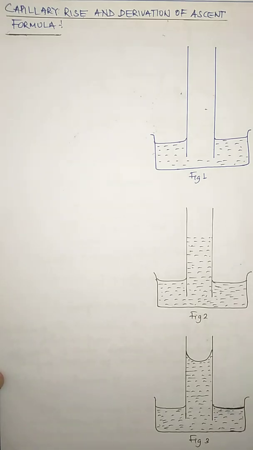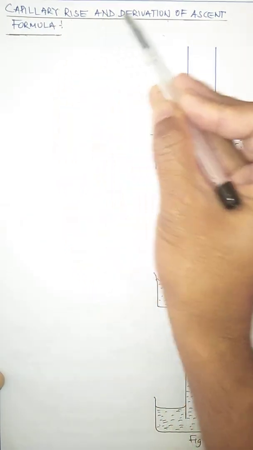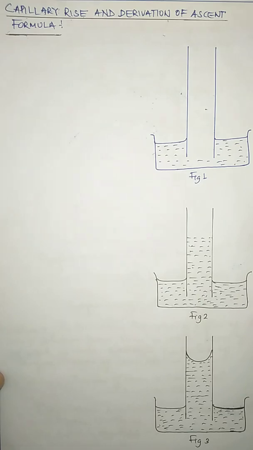Today we continue with the chapter Surface Tension under unit number 7. In today's class we do one of the important topics related to what you learned in the last class. The topic that you learned is capillarity. Related to capillarity, the topic we discuss now is capillary rise and derivation of the ascent formula.